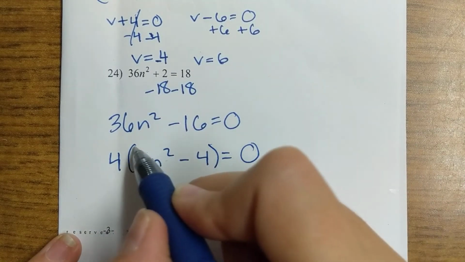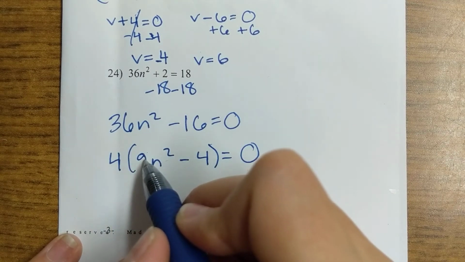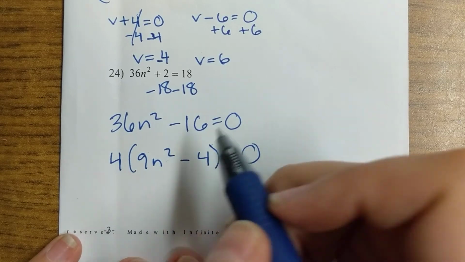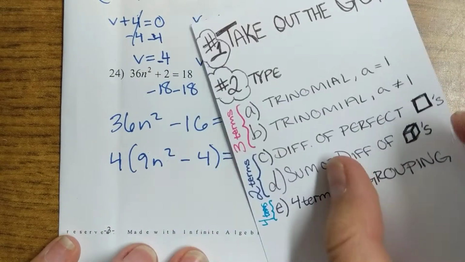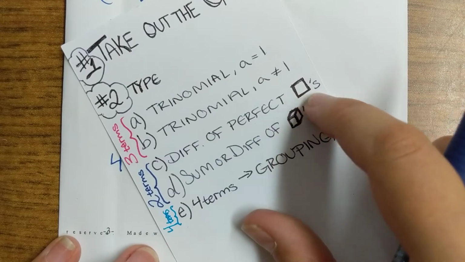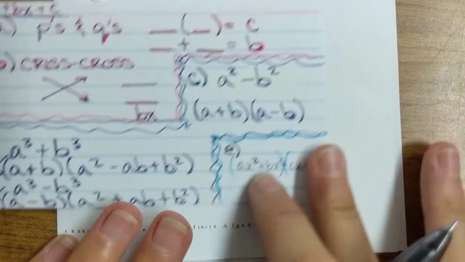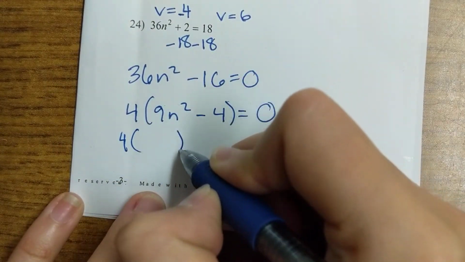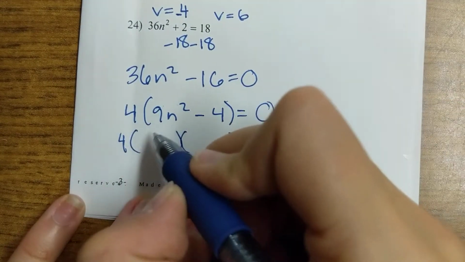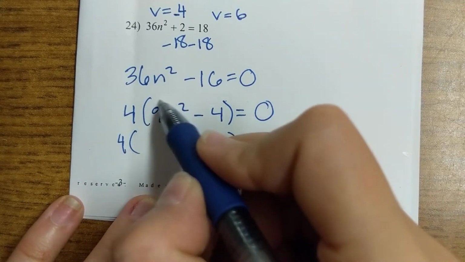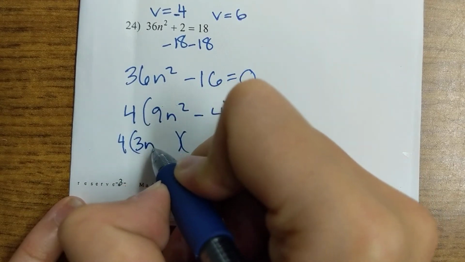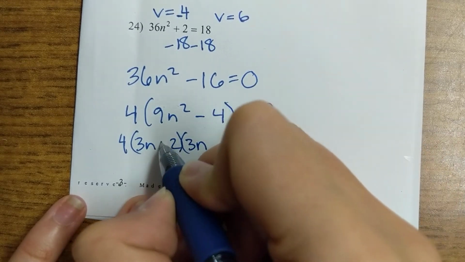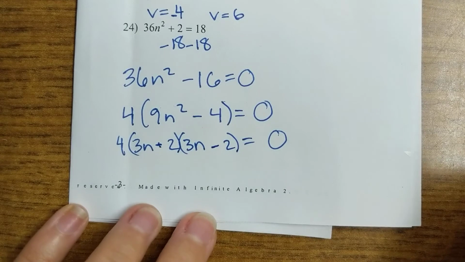There's something special in here. 9 is a perfect square, n squared is a perfect square, 4 is a perfect square, and subtraction means difference. So this is a difference of perfect squares, and we factor that as (a plus b)(a minus b). In the first part, we put the square root of the first term, so 3n and 3n. Then the square root of the last term, 2 and 2, positive 2 and negative 2.